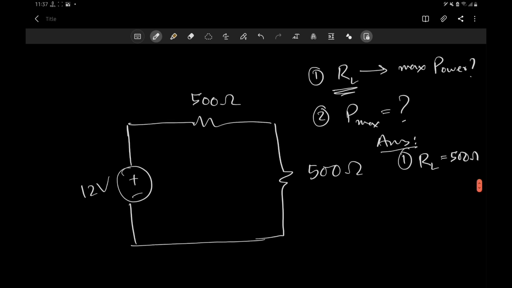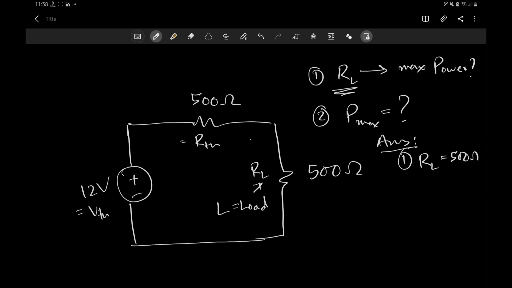Previously I have used RL and VL, so I kind of cheated. I said this L stands for light, but actually this L stands for load. Like in load shedding, right? The load means something that uses power. Here we are talking about the point of our interest. That's the load. And this is our R Thevenin, and this is our V Thevenin.